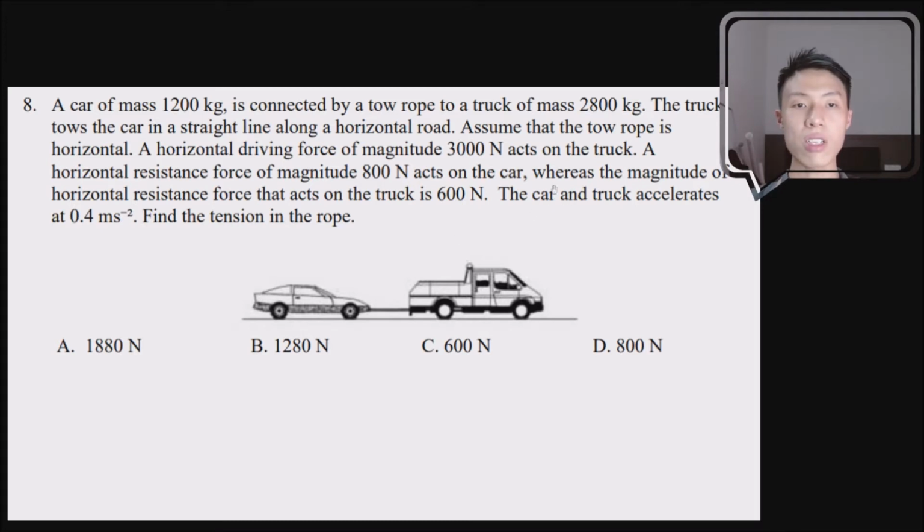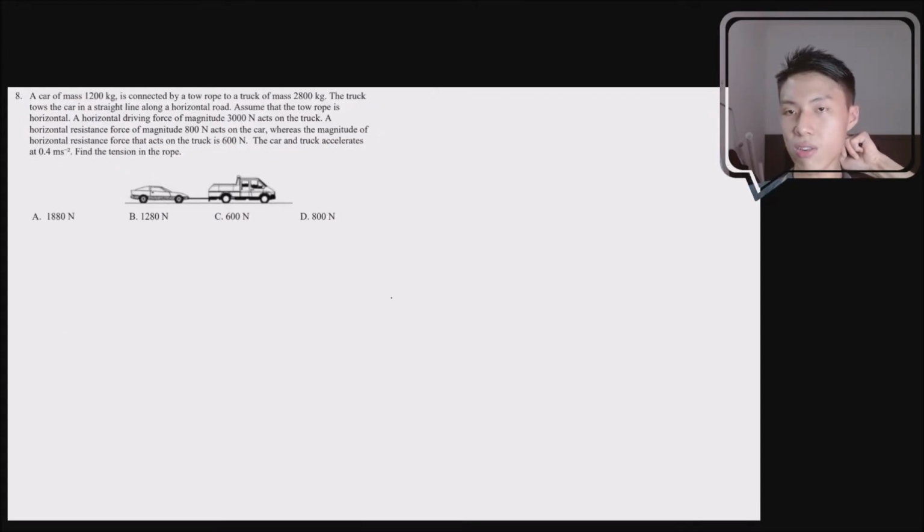Okay, so the car and the truck accelerate at 0.4 meter per second square. So these two vehicles here, they are both accelerating together with an acceleration of 0.4 meter per second square. And you are asked to find the tension in the rope, this rope over here. Okay, so it's a relatively complex situation, I would say.